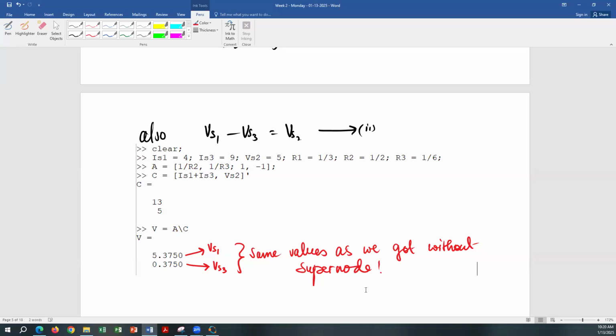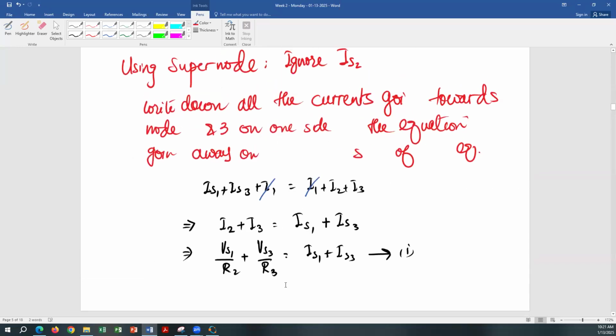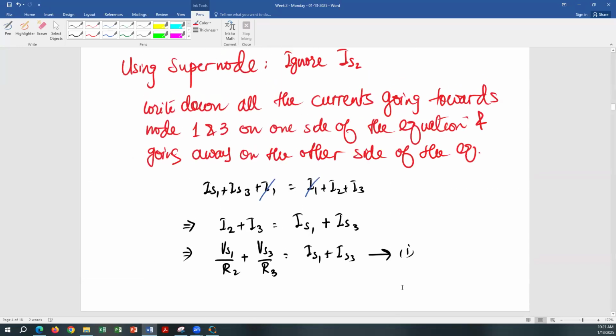You need to know everything. You need to know what is super mesh, what is super node, what is this, what is that. Knowledge is always important, right? But you need to go for the easiest method. I mean, super mesh is very easy because if you're looking for only the two node voltages, super mesh is extremely easy. It's going to give you two node voltages using two equations. In this case, actually, I will apply super node, sorry, super node.